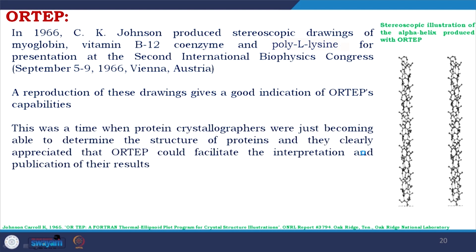This was a time when protein crystallographers were just becoming able to determine the structure of proteins, and they clearly appreciated that ORTEP could facilitate the interpretation and publication of their results. So, this is the stereoscopic illustration of the alpha helix produced with ORTEP.